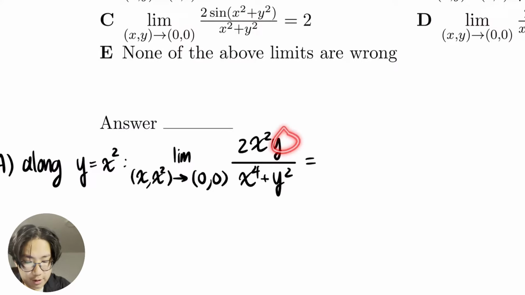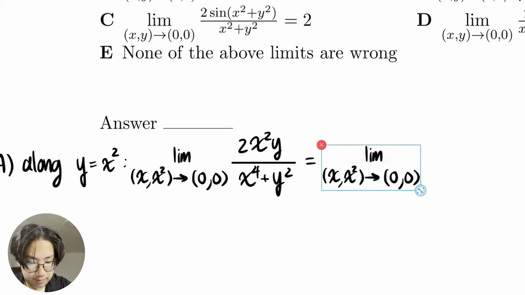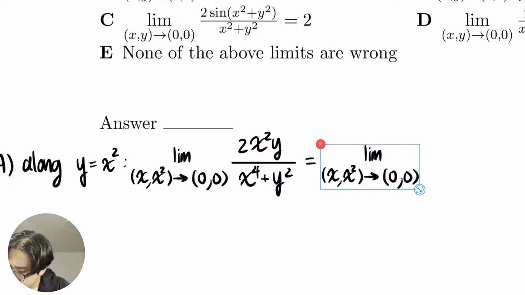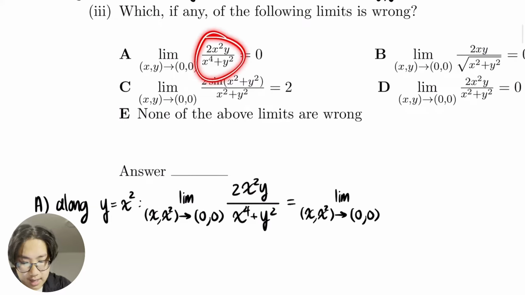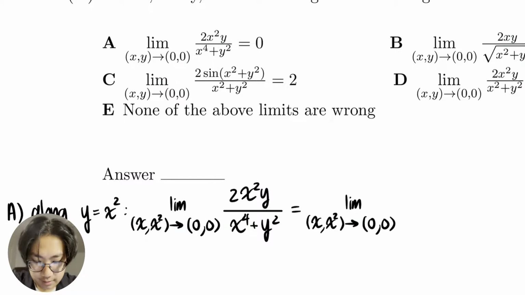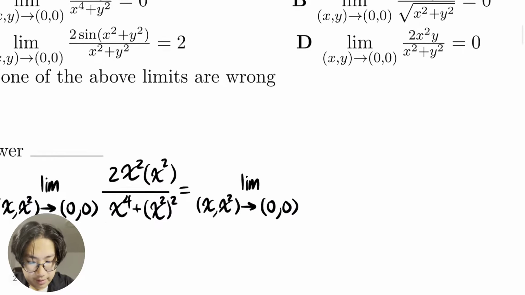Instead of y, we can just plug in x squared, which I'll do in the next step. This is again our initial function over here. And because we're approaching along a different path, we replace y with x squared. So here we have x squared, and here we have x squared squared. Simplifying the numerator, we get 2x to the 4.